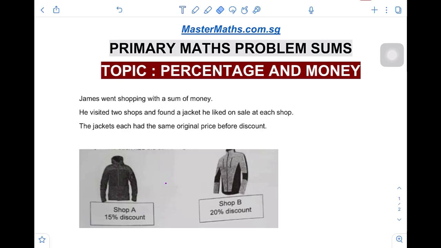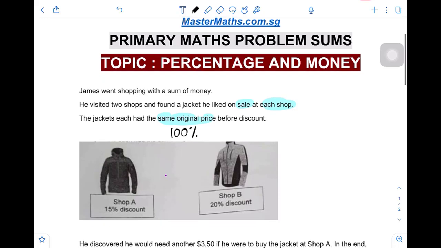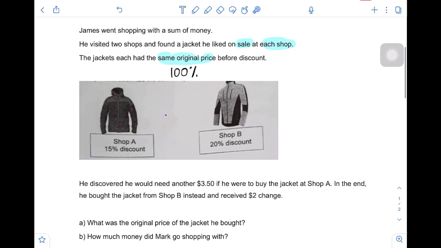James went shopping with a sum of money. He visited 2 shops and found a jacket he liked on sale at each of the shops. The jackets each had the same original price before discount, which means both jackets' original price will be at that same 100%. Okay? Shop A had lesser discount, shop B had more discount.